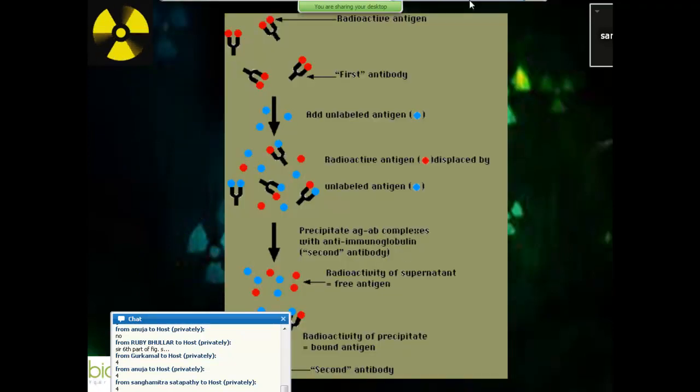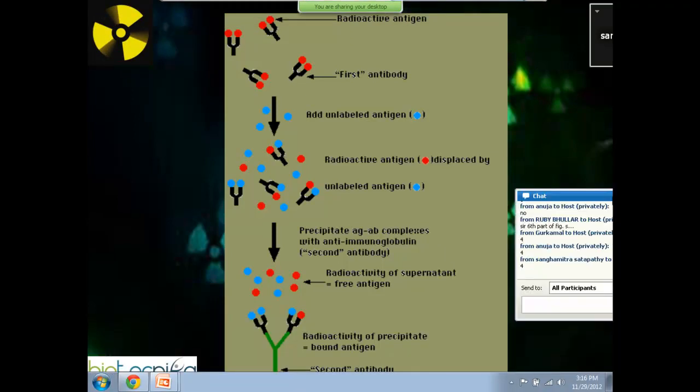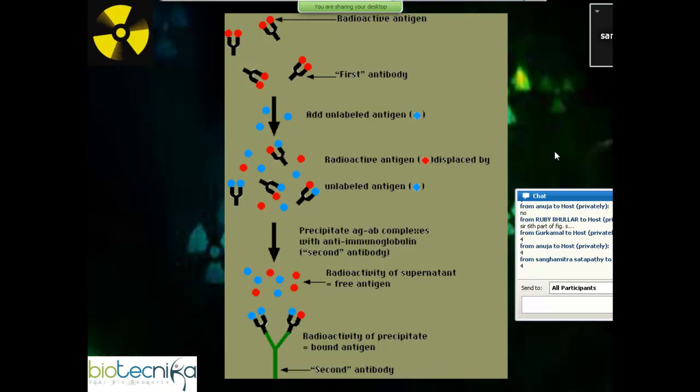How do they perform it? This is a very basic principle, so just follow what I am saying without any confusion. This is an antibody specific to some antigen. First of all, they label the antigen with a radioactive element, so the antibody will go and bind. This is called your first antibody, and then they will add the unlabeled antigen, because they want to find new antigens. The radioactive antigen will be replaced. I will tell you with a real-time example.